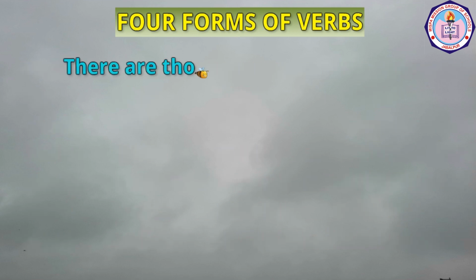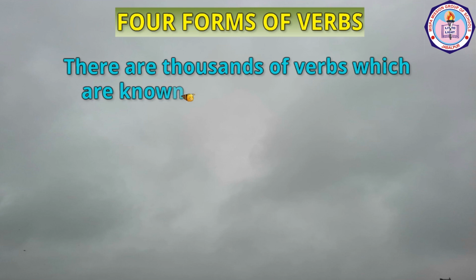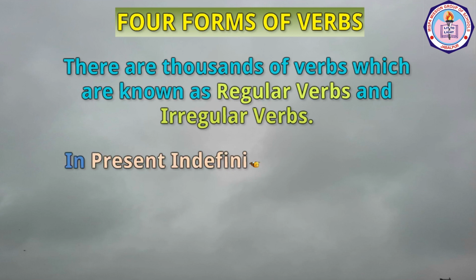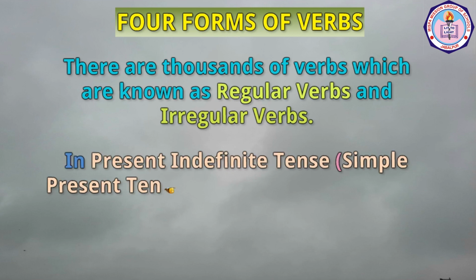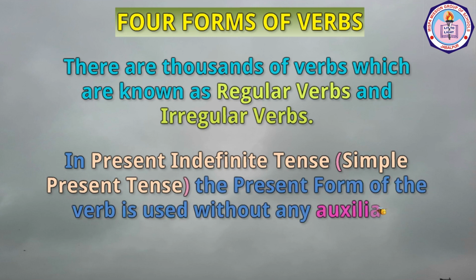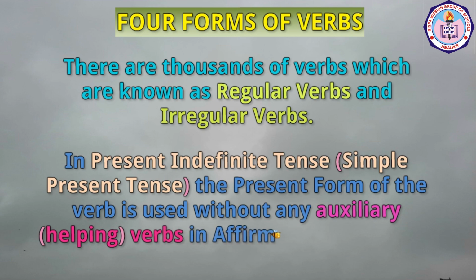There are thousands of verbs which are known as regular verbs and irregular verbs. We shall learn about them in detail in the forthcoming episodes. In present indefinite tense or simple present tense, the present form of the verb is used without any auxiliary or helping verbs in affirmative sentences.